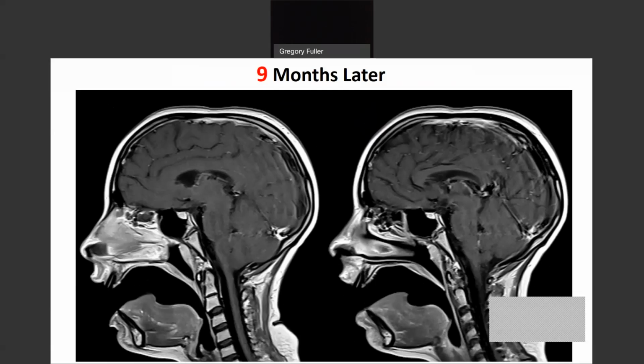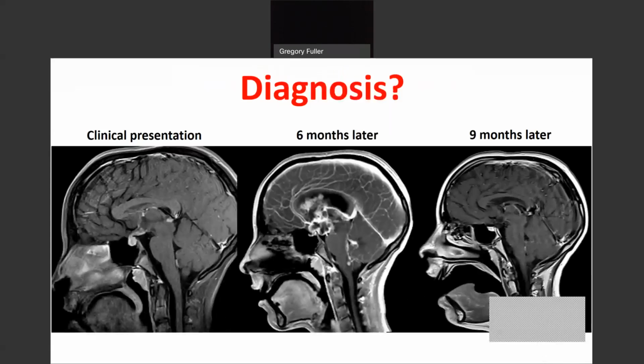Okay, you know what my question is going to be. Here it comes. What's your diagnosis? Clinical, I'm giving you 3 imaging time points. Clinical presentation, 6 months later, 9 months later. I want a diagnosis. There is more information that I have given you, if you have the eyes to see, than what I wrote on the slide.